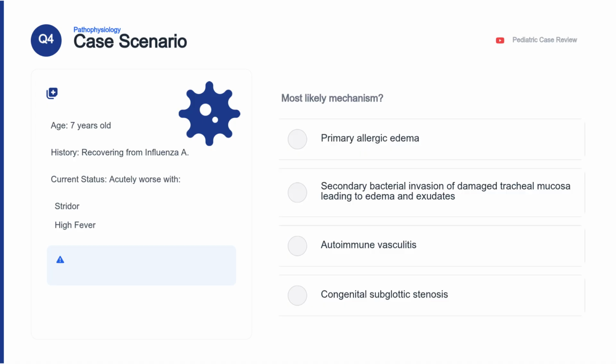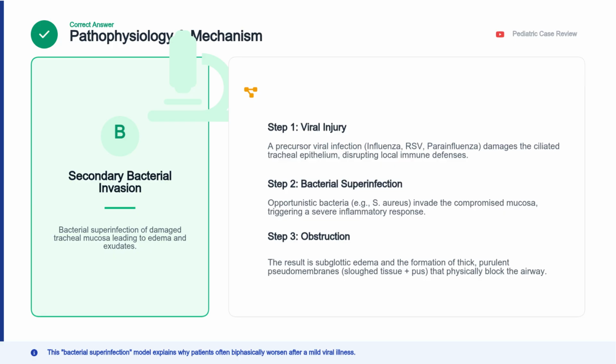Option A, primary allergic airway edema. Option B, secondary bacterial invasion of damaged tracheal mucosa leading to inflammation, edema, and mucopurulent exudates. Option C, autoimmune vasculitis. Option D, previously undiagnosed congenital subglottic stenosis. The correct answer is B, secondary bacterial invasion of damaged tracheal mucosa leading to inflammation, edema, and mucopurulent exudates.